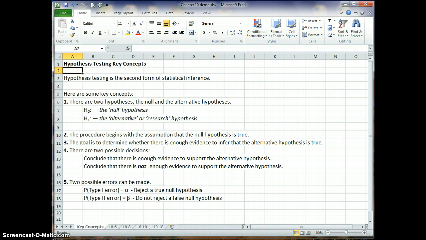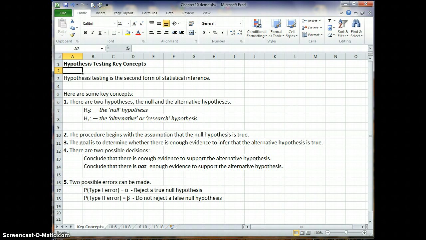Hi, this is Dale, and we're back to talk about some key concepts for Chapter 10 before we get into actual problems. So, the topic of the chapter is hypothesis testing, and it's the second form of statistical inference. The first form was estimation, and we covered that last week in Chapter 9.